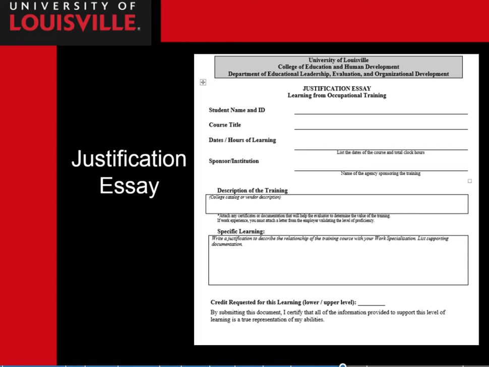Now, download the Occupational Training Learning Justification Essay template from the Lecture and Handout section of Blackboard. At the top of the form, ensure that the information exactly matches that which is listed on your Occupational Training Learning worksheet. Include a description of the training. This can come directly from the ACE guide, or it could be a course description offered by the host institution.